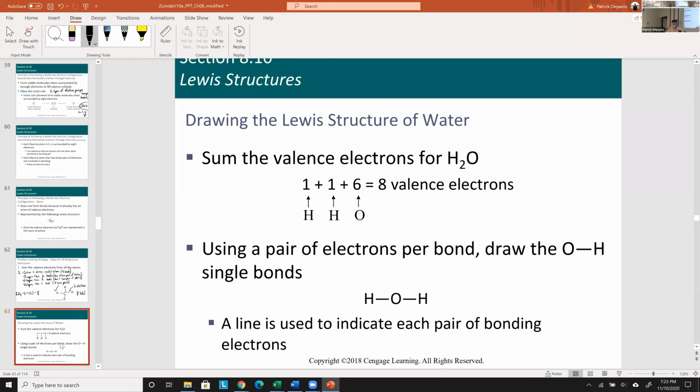Okay, let's do examples. First one, we'll do water, H2O. How many valence electrons? It tells you. 8. Again, it happens to be 8. We'll do ones that's not 8 later. So which one's going to be in the middle? Let's say you didn't know. Why is oxygen going to be in the middle?